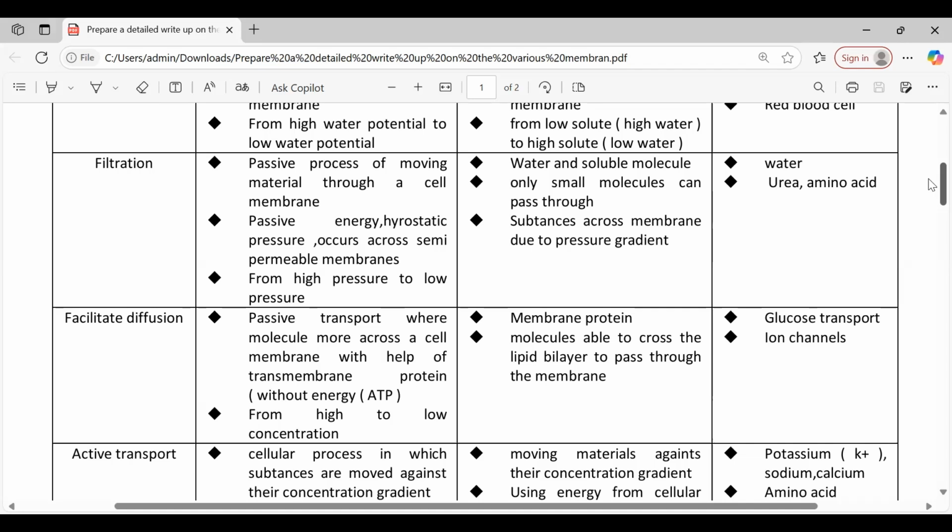Next is facilitated diffusion. Same as filtration, it is passive transport where molecules move across a cell membrane with the help of transmembrane proteins without energy, that is, without ATP, from high to low concentration. The substance transported is a molecule carried by membrane proteins able to cross the lipid bilayer. Examples are glucose transport or ion channels.